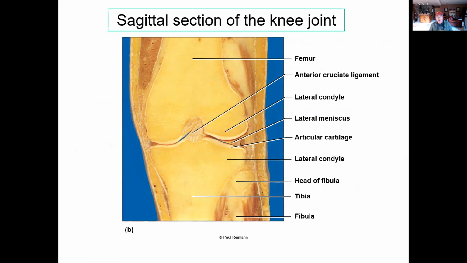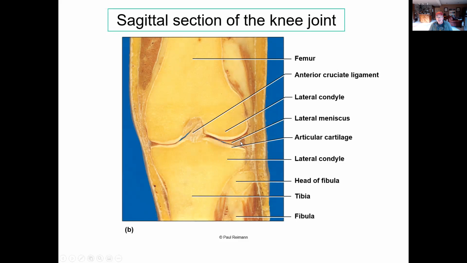Here's a sagittal view through a cadaver knee, and again you can see the femur, the condyles of the femur. Here's the tibia, here's the fibula. Here's the articular cartilage in light yellow. Notice again it's about 1 or 2 millimeters thick. Here's the anterior cruciate ligament. You can see it. The posterior is kind of obscured.